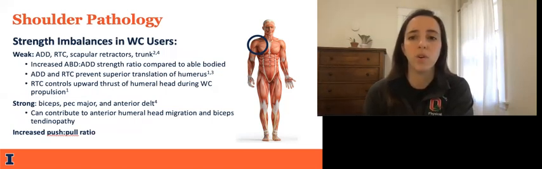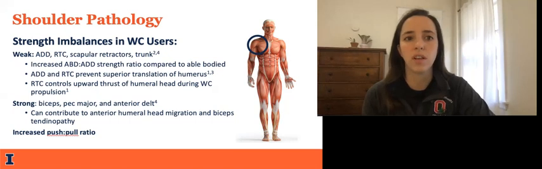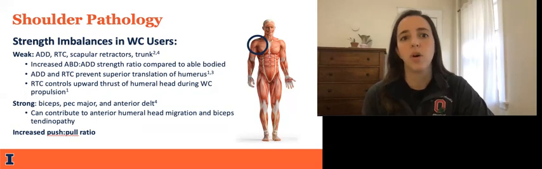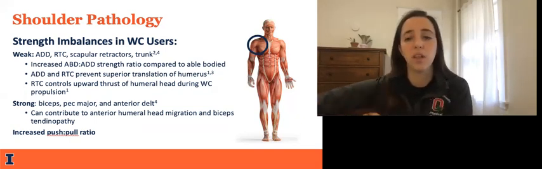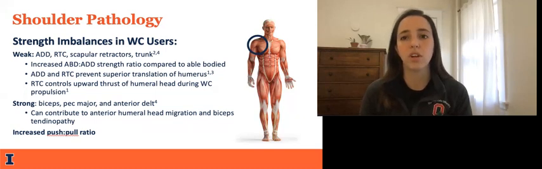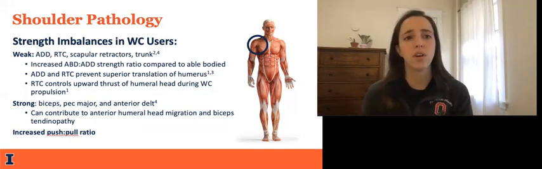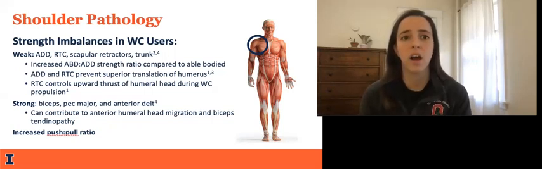So there are some strength imbalances in wheelchair users. A lot of times you can see decreased adduction strength, rotator cuff strength, scapular retraction strength, and trunk strength. Something interesting that I didn't really know before I started this was that there's an increased abduction to adduction strength ratio compared to able-bodied people. So people who are wheelchair users often have high abduction strength, but they don't have good adduction strength. And the adductors and rotator cuff prevent that superior translation of the humerus, so the humerus can start to ride up, and then you'll get that risk for impingement as well. The rotator cuff also controls the upward thrust of the humeral head during wheelchair propulsion. So that's super important. That's like every single day you're putting stress on that rotator cuff if you're not strengthening it.